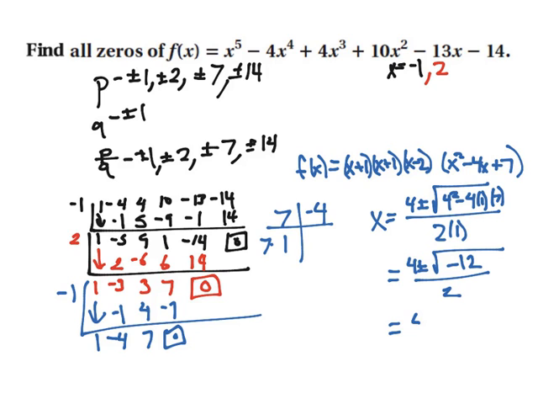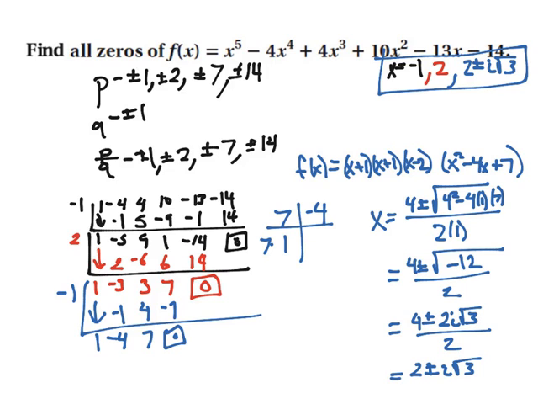Negative 12 reduces to plus or minus 2i square root 3 over 2, and 2 comes out of all those, and my answer is 2 plus or minus i square root 3. And so my last solution is 2 plus or minus i square root 3. And those are my 4 zeros. My 5 zeros, okay? Because remember, we had a double negative 1 right here. Double negative 1. So we have 5 zeros.